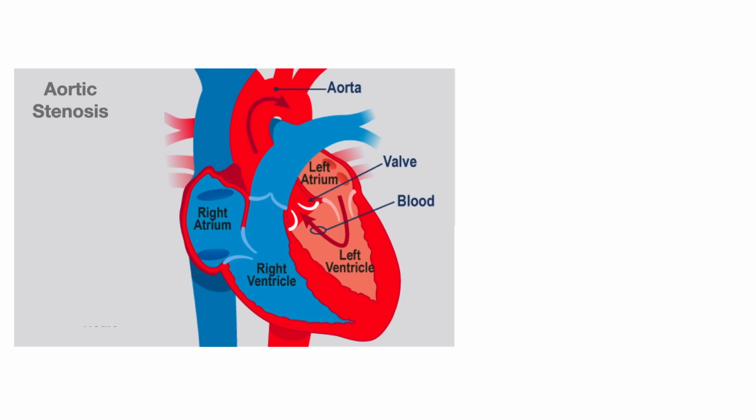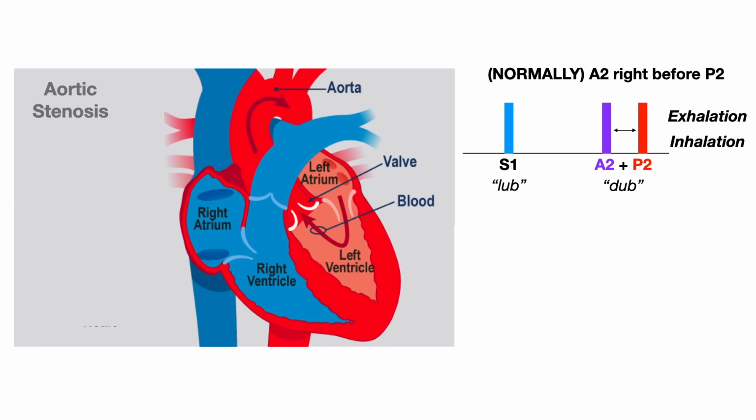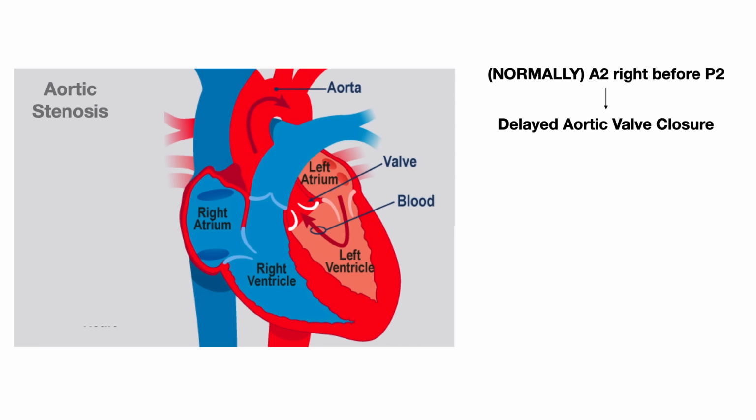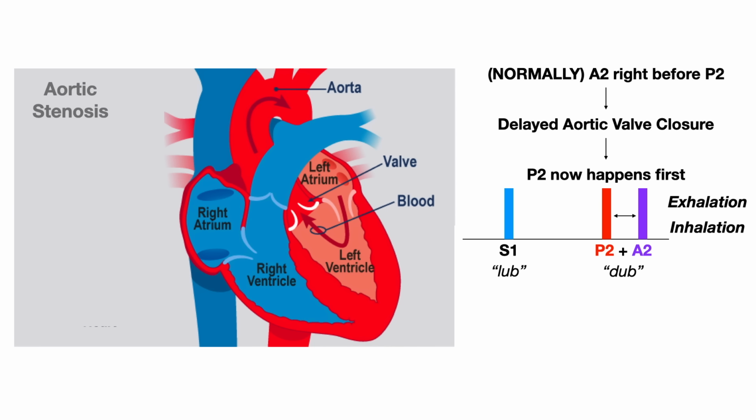So let's use aortic stenosis as our example. So recall that normally we've got our A2 component right before our P2 component. So I'm talking about the two different S2 subcomponents, the dub. Usually it's A2 before P2. Okay, so normally it's A2 before P2, but in the presence of pathology of the aortic valve, which causes a delayed closure of the aortic valve, it means that the aortic valve will take longer to close than the pulmonic valve. So that A2 and P2 subcomponent actually get flipped. So now it's the pulmonic valve that closes first because you've got aortic stenosis.